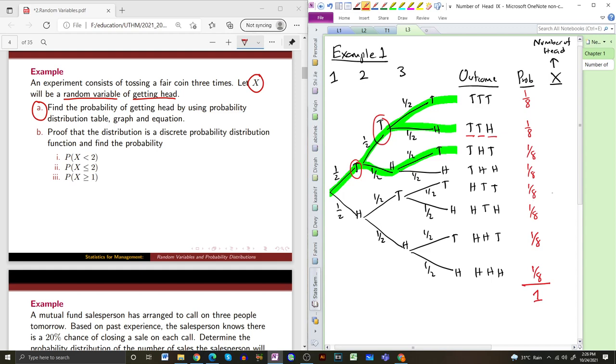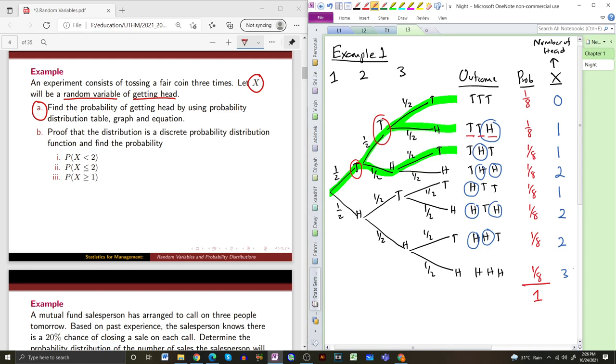Alright. Now x is the number of heads. Can you find any H here? No. So x is equal to 0. Can you find any H here? There's 1. Any H here? 1. 2 H here? 2. 1 H. 2 H. 2 H. This is what we are focusing on. How many H are in our outcome? This is 3 H.